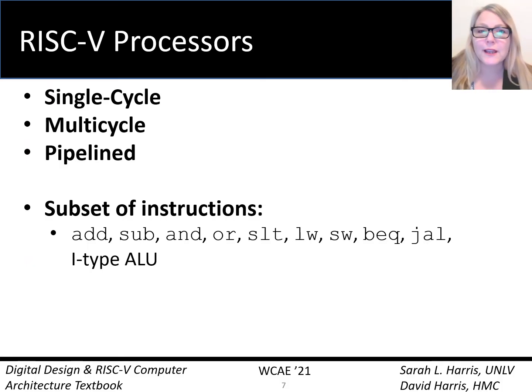So we talk about three types of RISC-V processors: single cycle, multi-cycle, and pipeline. And we also mention advanced microarchitectural techniques such as superscalar, out of order, and register renaming in Chapter 7. And in these RISC-V processors, we implement a subset of the RISC-V instruction set: add, subtract, and, or, set if less than. So these are R-type instructions, loads and stores, memory accesses, and branches and jumps, as well as some I-type ALU instructions, so immediate ones that use immediate operands.